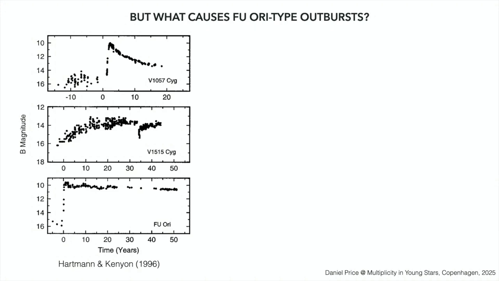And you see similarly fast rises in V1057 Cyg. So this is a problem, right? Let's think about this a little more carefully. How do you get a disk to completely change its state in less than a year?